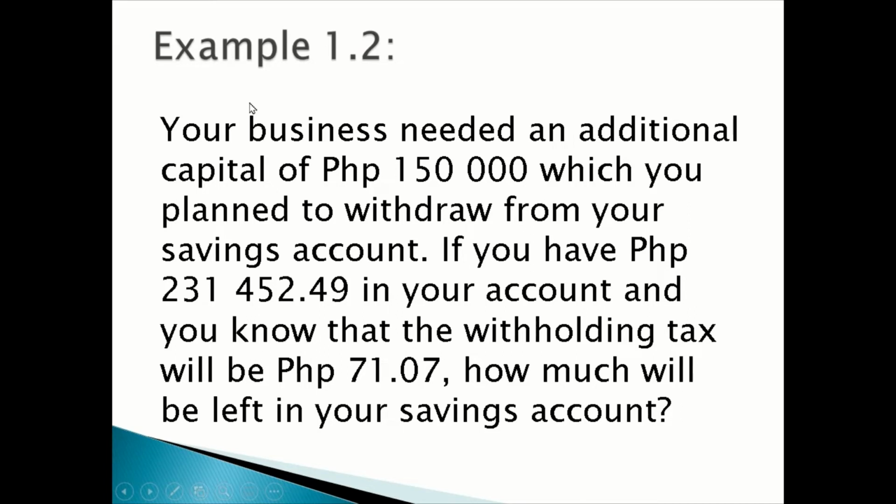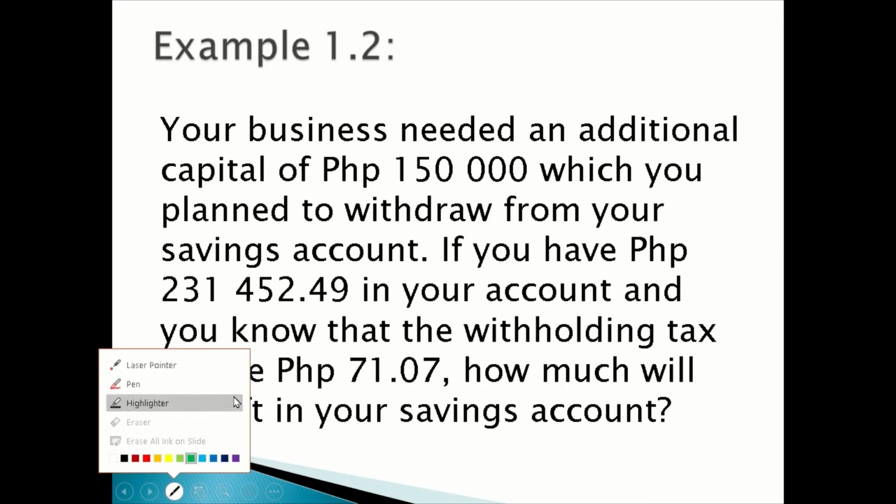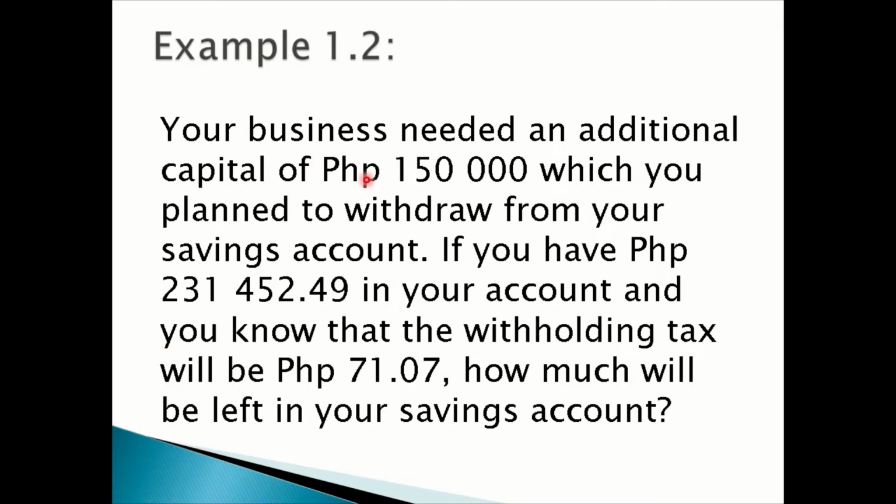We have here example 1.2. Your business needed an additional capital of 150,000 pesos, which you planned to withdraw from your savings account. If you have 231,452.49 pesos in your account, and you know that the withholding tax will be 71.07 pesos, how much will be left in your savings account?